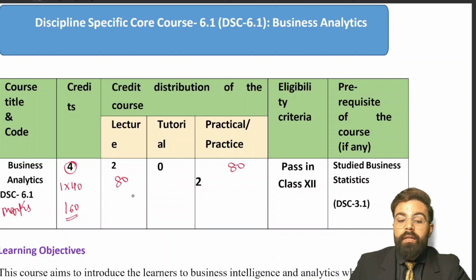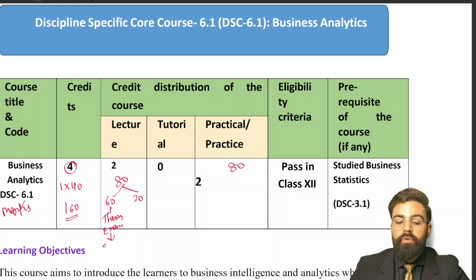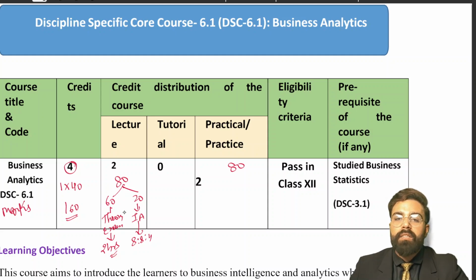Now be careful, this particular lecture theory is further divided into two components, which are 60 and 20, right? This particular 60 will be your main theory exam, and for this exam you will be granted 2 hours to complete your Delhi University final theory paper. Then this particular 20 represents your internal assessment, and the internal assessment distribution will be 8:8:4. That is 8 for test, 8 for assignment, 4 for attendance. So this is your 80 marks distribution, right?